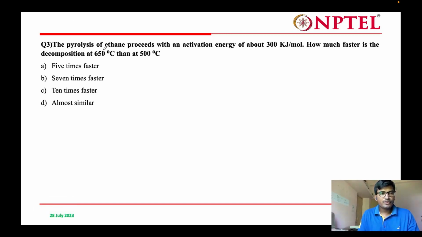Question 3. The pyrolysis of ethane proceeds with an activation energy of about 300 kilojoule per mole. How much faster is the decomposition at 650 degrees Celsius than at 500 degrees Celsius? Options are given: 5 times faster, 7 times faster, 10 times faster. Similar, here we have to calculate the rate at 650 degrees Celsius compared with 500 degrees Celsius. Here the activation energy is given.